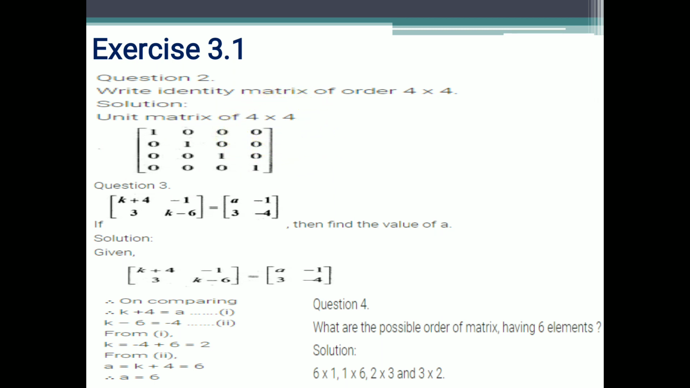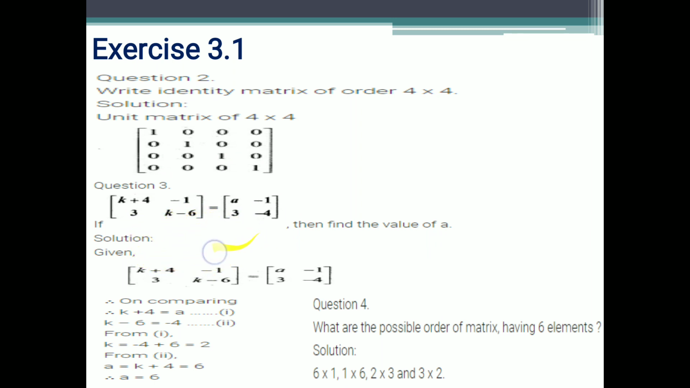Clear? Now question 3, it has given k plus 4 as the first element of this first matrix, and minus 1, 3, k minus 6, that is equal to a, minus 1, 3, minus 4. In the question it says find the value of a. We need to find out the value of a. Now as both the matrices are equal to each other, their elements will also be equal to each other. That is, a is equal to k plus 4, minus 1 is equal to minus 1, and minus 4 is equal to k minus 6, and 3 is equal to 3.